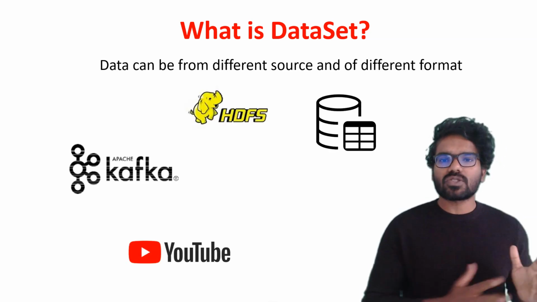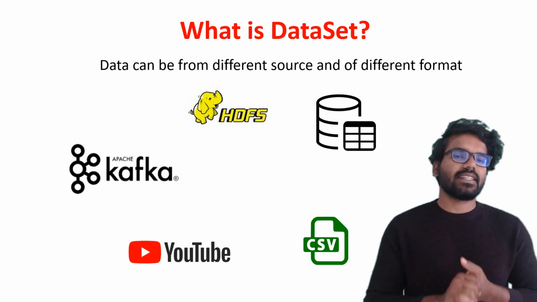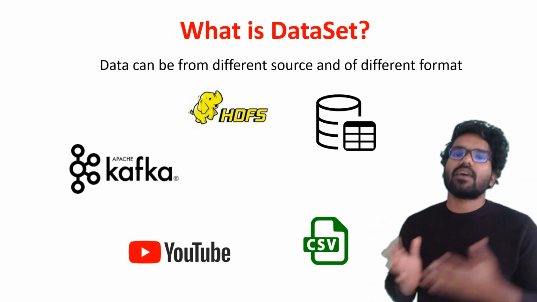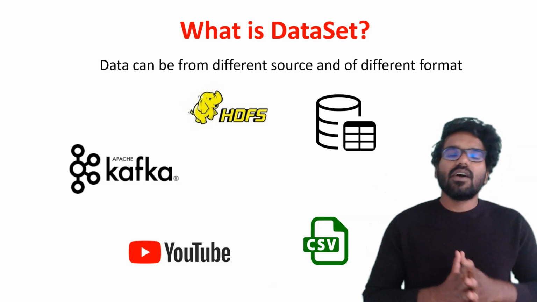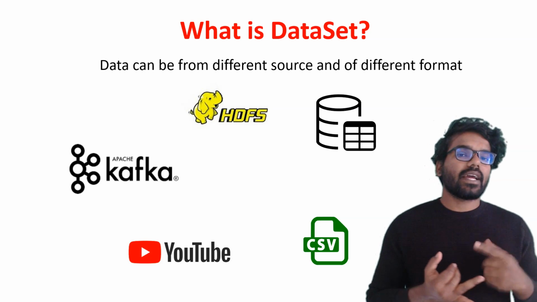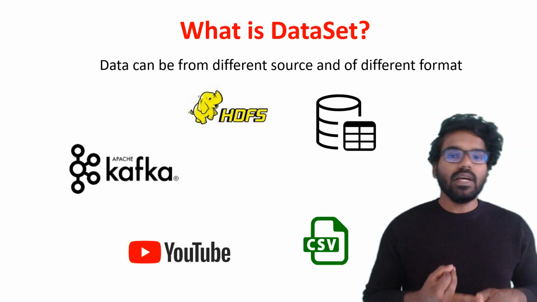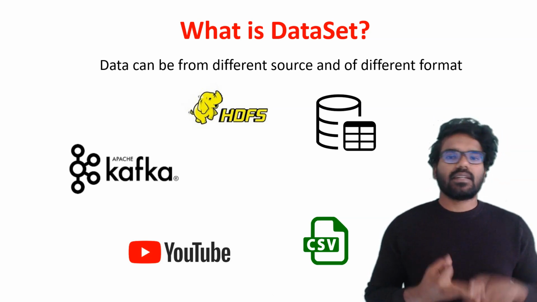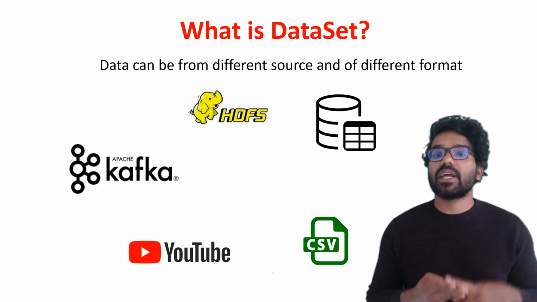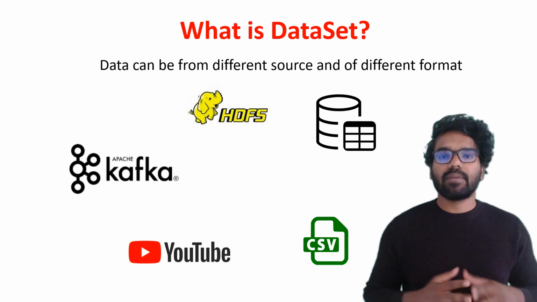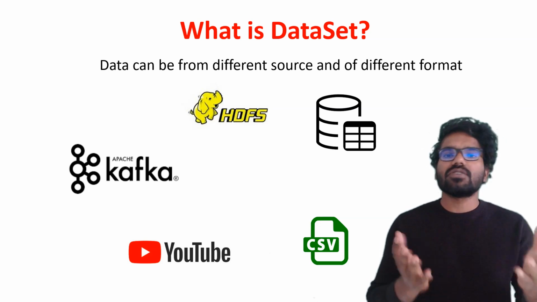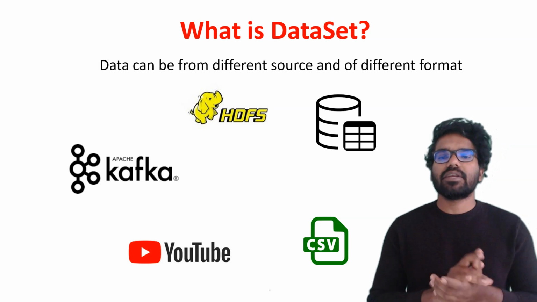Data can be sourced from different systems and it can be of different format. Whatever you see on the screen are the different sources of data, and it can be of different formats. It can be of file format. It can also be from a database table. It can be of stream format, like Kafka stream can be an example. It can be like Facebook data, live data, or YouTube live data. So data as a whole can be spread along different sources and it can be available in different formats.